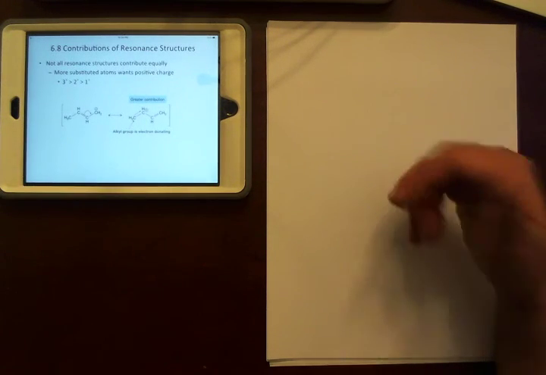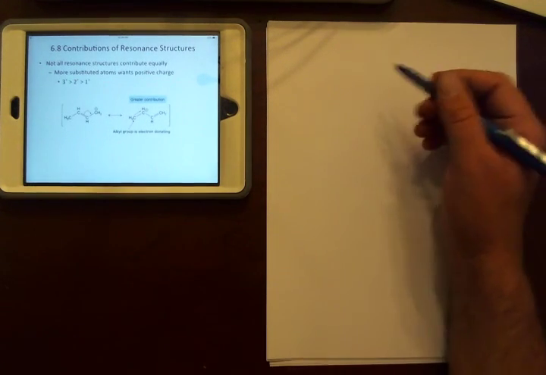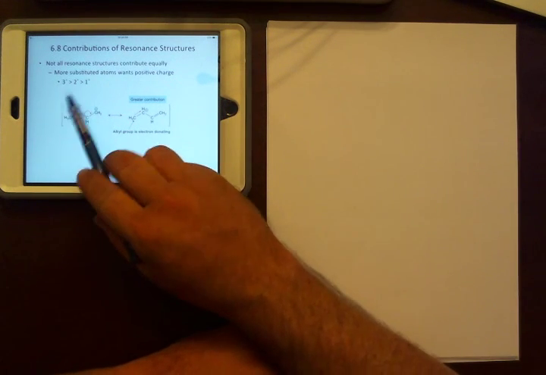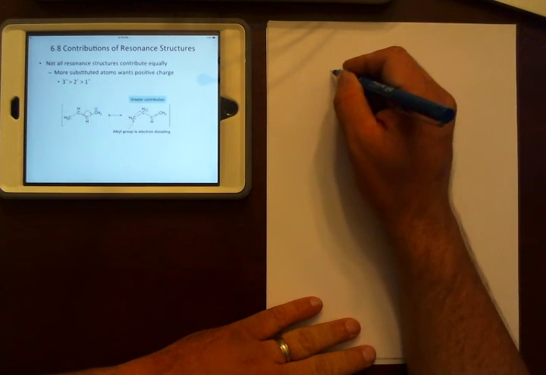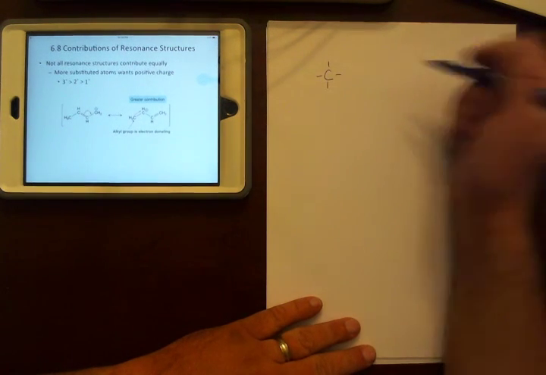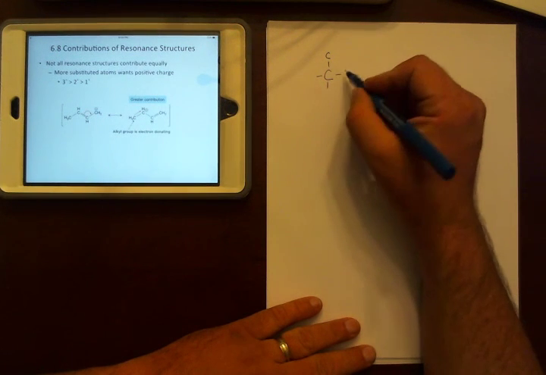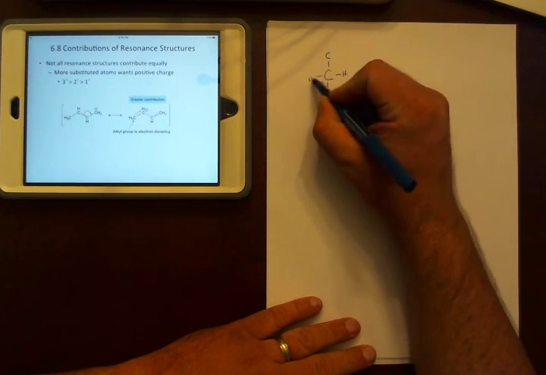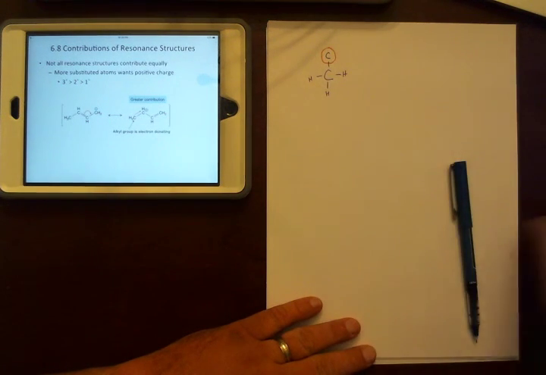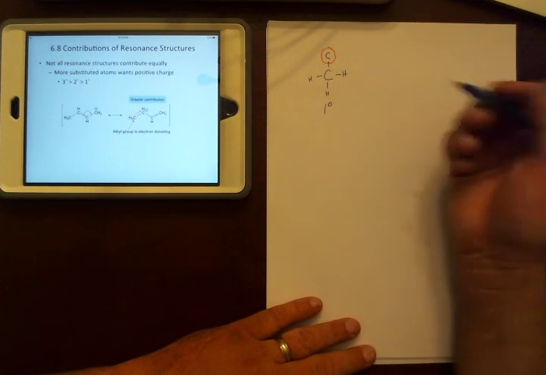The other thing to look at is what are called primary, secondary, and tertiary. All we're doing is counting how many other carbons are attached. Say you have your 4 bonds, with one carbon group and the rest fluorine. You count how many carbons are hanging off of that carbon. In this case it's just 1, so we call that a primary.